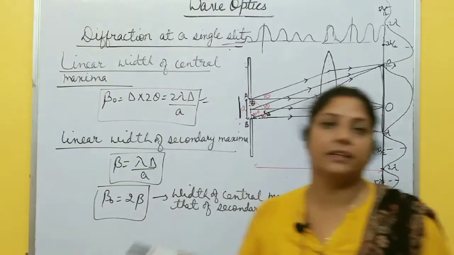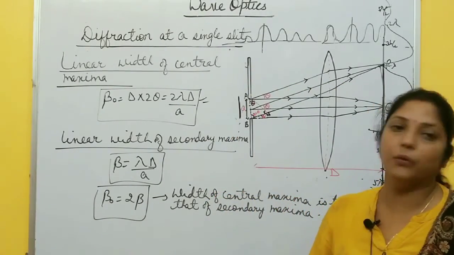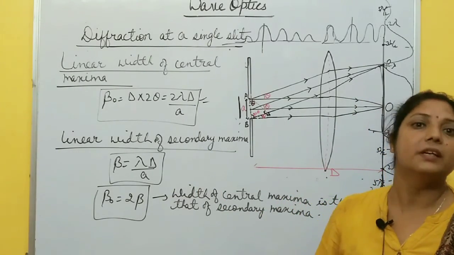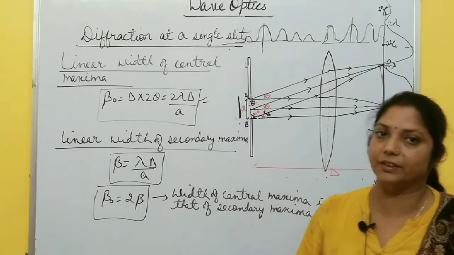So with this, the diffraction part is over. Hope you understood all these things, diffraction types, diffraction at a single slit, everything.